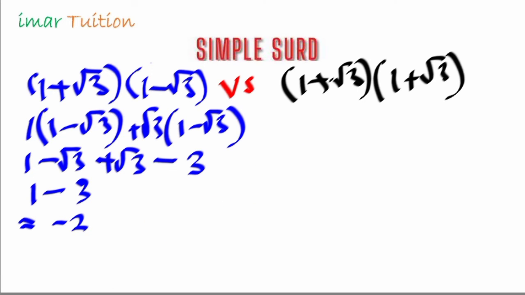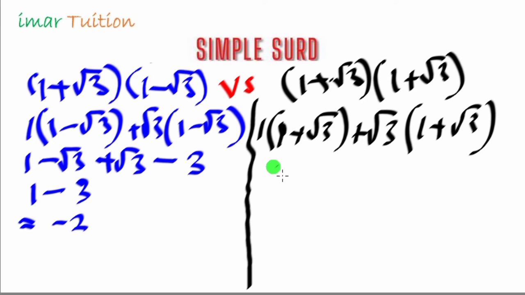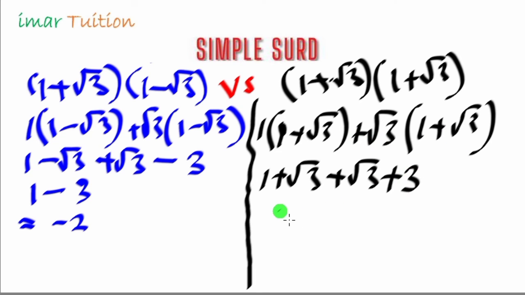Okay, let's try the same thing for this other bracket, the expansion of the bracket on this other side. So 1 here will multiply everything inside it, while root 3 will multiply everything here. So we'll have 1 into 1 plus root 3, bracket close, plus root 3 into 1 plus root 3, bracket close. 1 times 1 will give you 1. 1 times root 3 will give you plus root 3. Plus root 3 times 1 will give you plus root 3. Plus times plus will give you plus. Root 3 times root 3 will give you 3, just like we've already established.